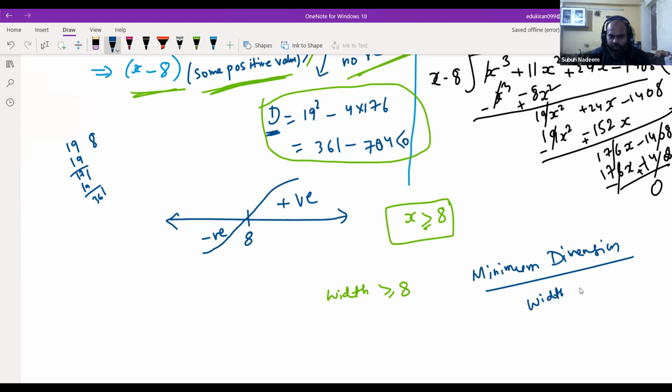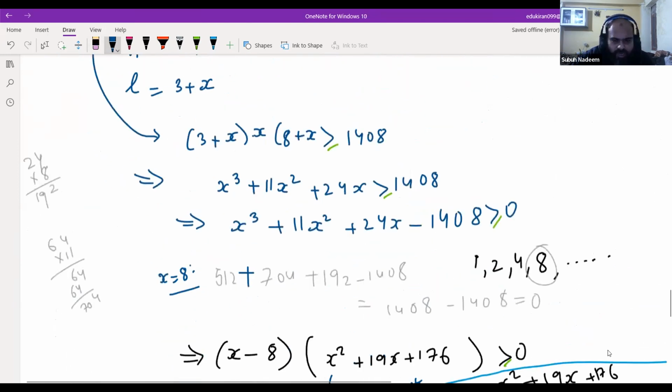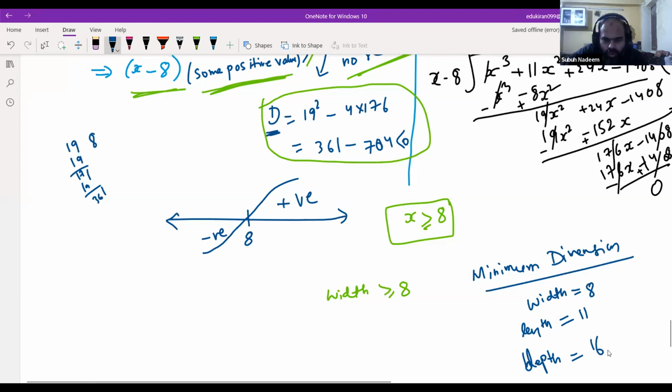So width is equal to 8, length is equal to 3 plus 8, 11, and depth, which we took as height also, is 8 plus 8, 16. That is what we took. So you can write it. This will be the answer from here.